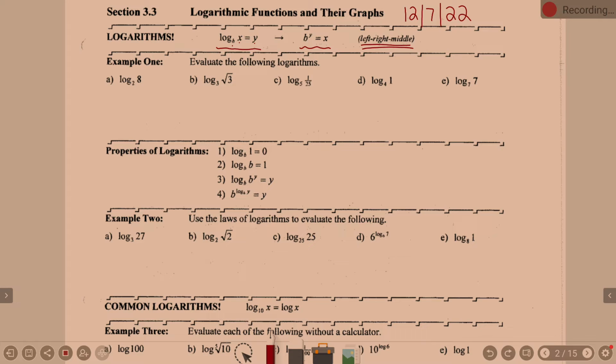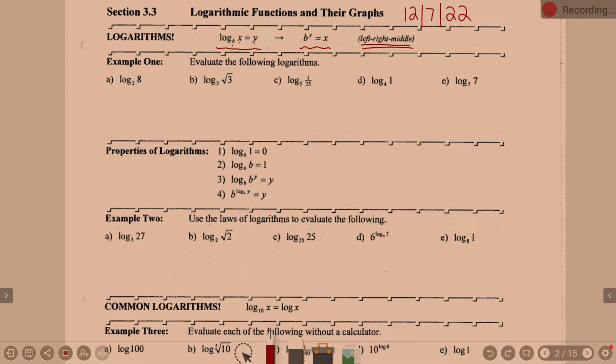Okay? Different people remember different things. You could also say the base of the log, b, is the base of the power over here, and then you just flip-flop your x and y. Everyone comes up with their own little ways. Whatever works, you come up with yours.